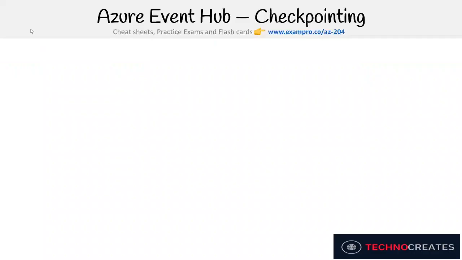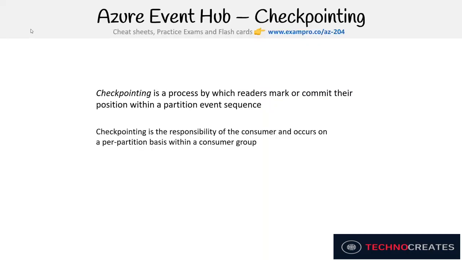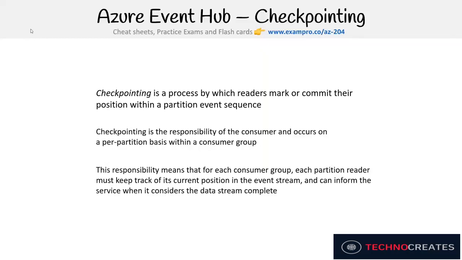All right, let's talk about checkpointing. There's really not a lot to say about it or to visualize it, but it's kind of part of offsets. So checkpointing is a process by which readers mark or commit their position within a partition event sequence. Checkpointing is the responsibility of the consumer and occurs on a per partition basis with a consumer group. The responsibility means that for each consumer group, each partition reader must keep track of its current position in the event stream and can inform the service when it considers the data stream complete.